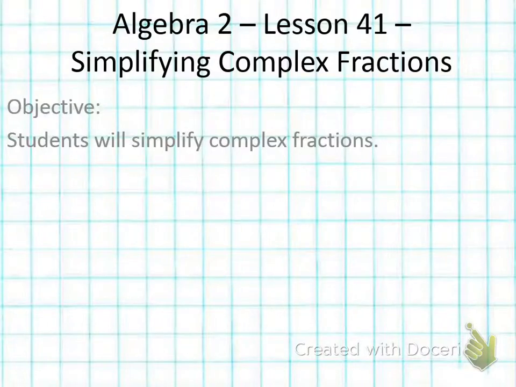Alright, this is lesson 41. We're going to talk about complex fractions. So complex fractions, for example, let's go back to here. This is something we need to talk about before we even start it.